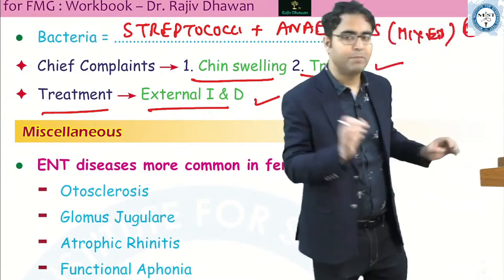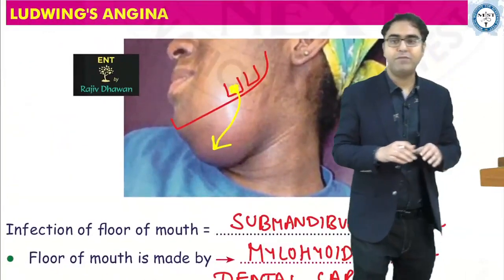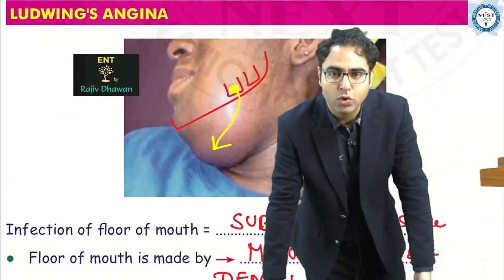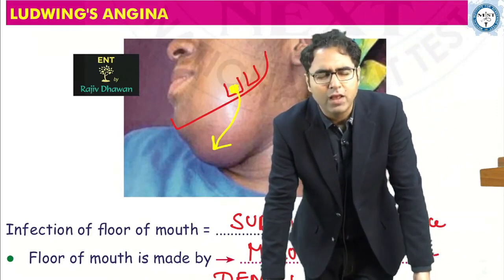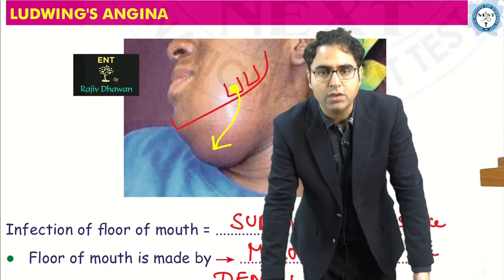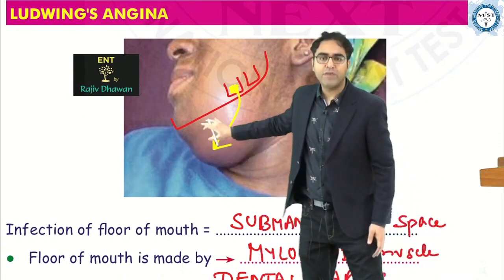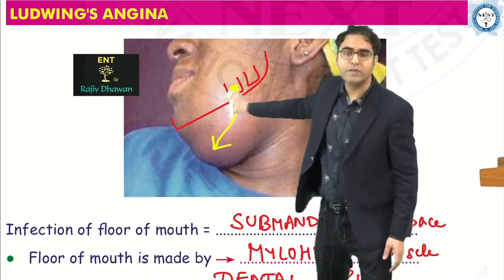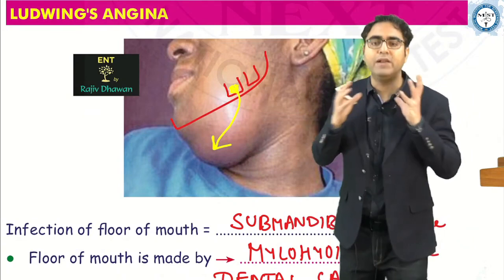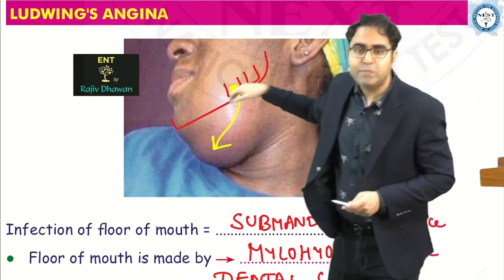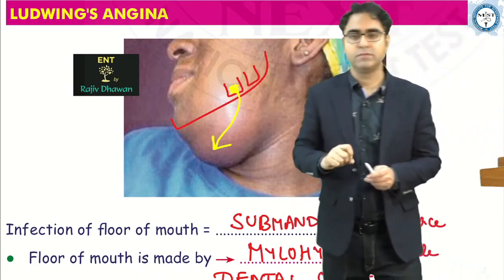Let's see the main point of this topic, Ludwig's angina. Every angina is not cardiac angina. Don't think every angina is cardiac angina. Ludwig angina means something related to ENT. After dental infection, the patient develops chin swelling and trismus. This is infection of the floor of mouth. The story will start from dental infection. It's Ludwig angina. Which bacteria is causing it? Streptococci plus anaerobes. That's all.